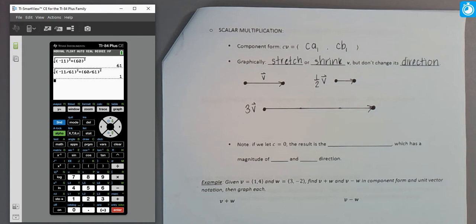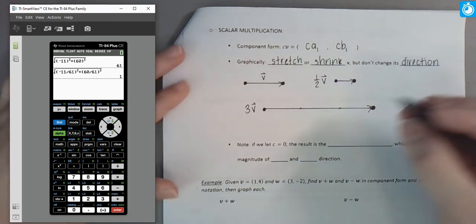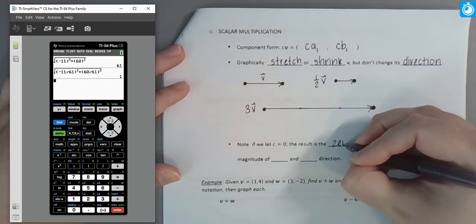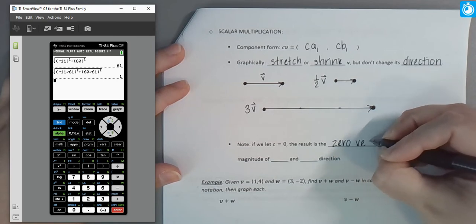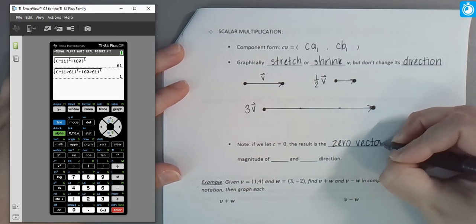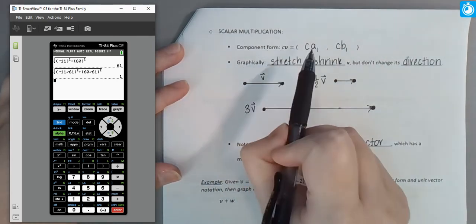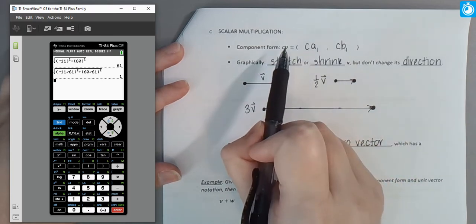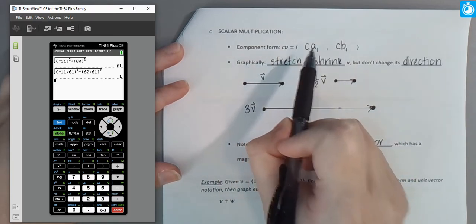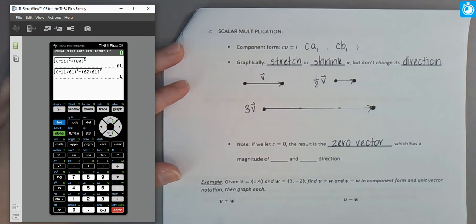Now, just to keep in mind, just as a note, what if we were to let c be 0? What if c were 0? The result of allowing c to be 0 and multiplying by our vector is we get what's called the 0 vector. So we could apply that operation the same way we do generally, but if we multiply these two components by a scalar factor of 0, then both components go to 0.